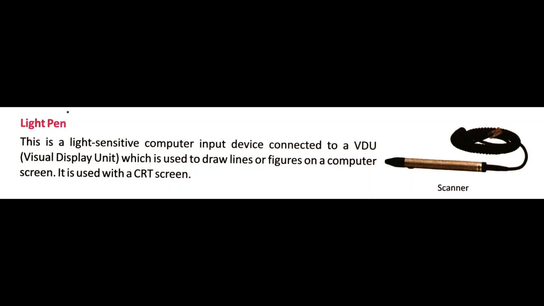Light pen is a light-sensitive computer input device that is connected to the VDU, which is the visual display unit, to draw lines or figures on the computer screen. It uses a CRT screen to display the content. Nowadays, light pens are commonly used for online teaching, where the mentor uses the light pen to write or draw something on the CRT screen.